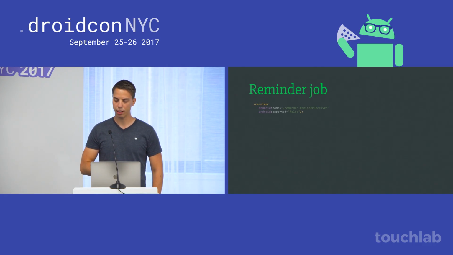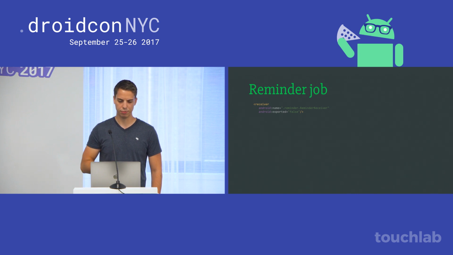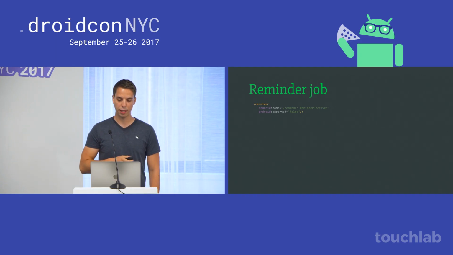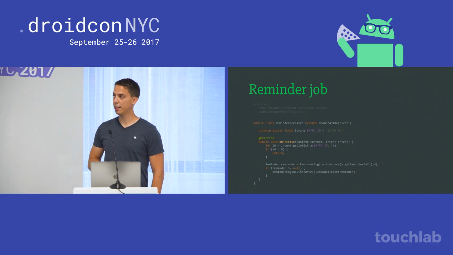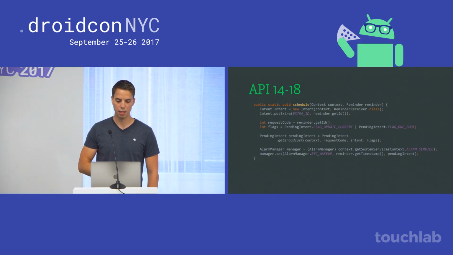But let's take a look at the implementation. I will go quickly over this. This is nothing new. Like I said, this code would work on Android 1. So just to give you an overview how painful it is to implement all those APIs. So for our reminder job, we start with a receiver. We register the receiver in our manifest file. Then we actually extend the broadcast receiver class, and that's it. That's nothing new. You probably all know that.